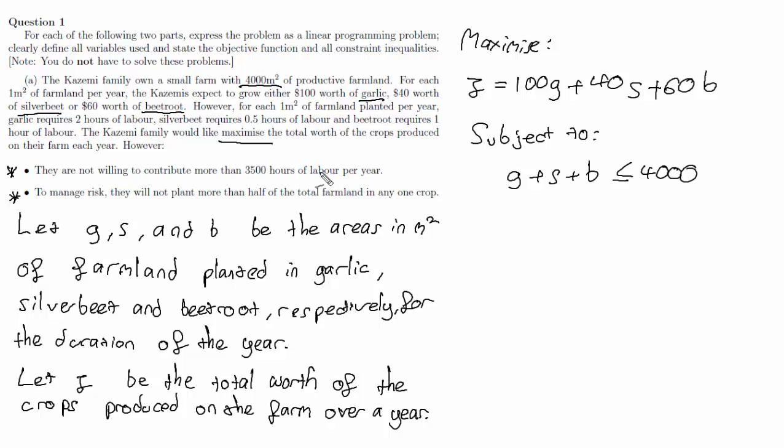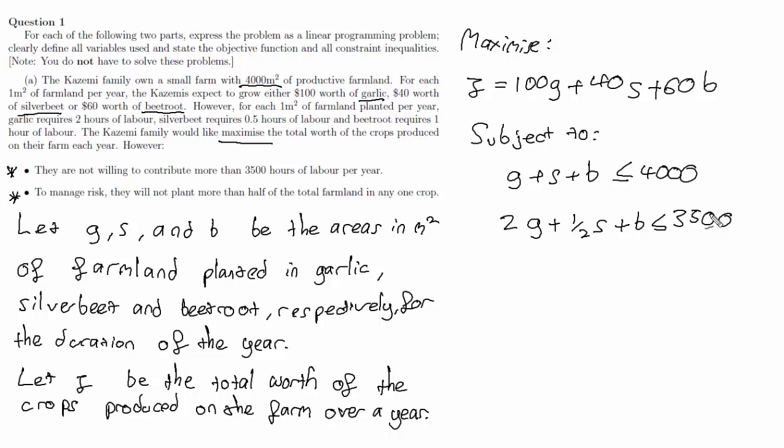So the first one is to do labour. Planting a square metre of each crop requires a certain amount of labour. A metre of garlic requires 2 hours, so 2G, plus silver beet requires half an hour, so half S, and beetroot requires 1 hour, so plus B. And that will be less than or equal to 3,500.